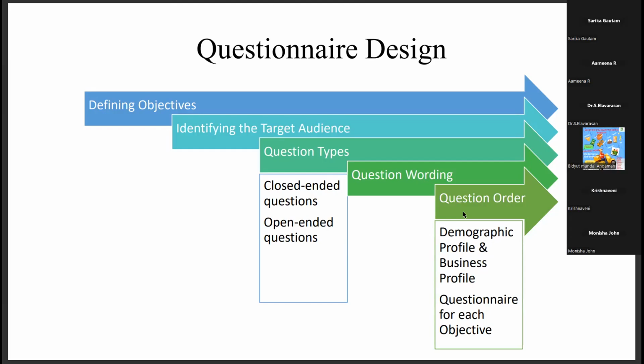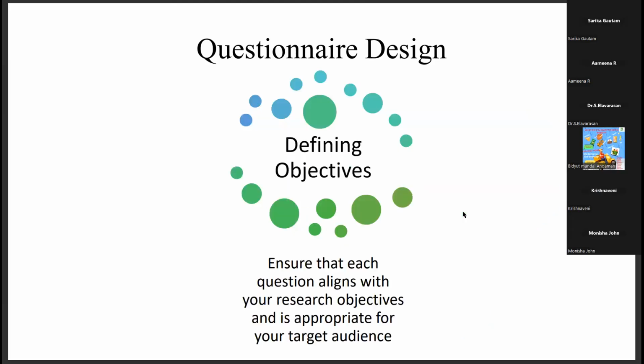Question order, in a sense, I will tell you. Let me start with the very first thing, the questionnaire design. I told you, it all starts with the objective. Everything has a link. The research gap has a link with the statement of problem. The statement of problem has a direct link with the objectives, and using the objectives only, we are able to frame the questionnaire, design the significance of the study, and write the scope of the study.